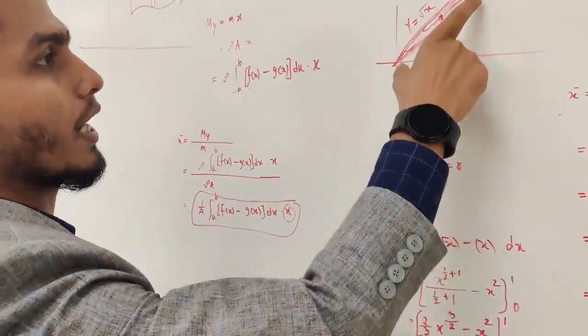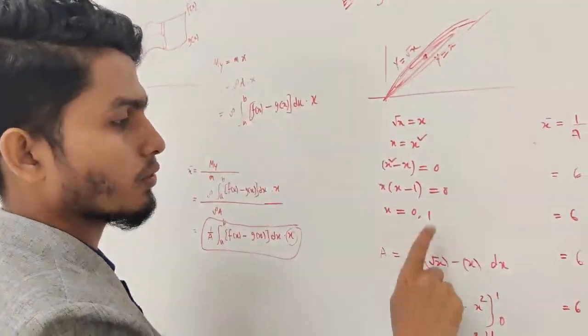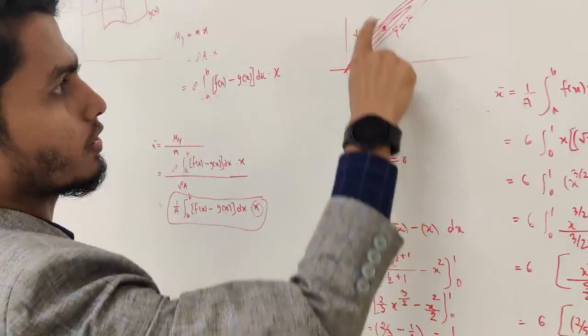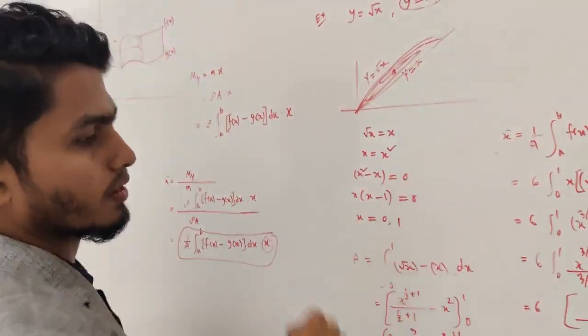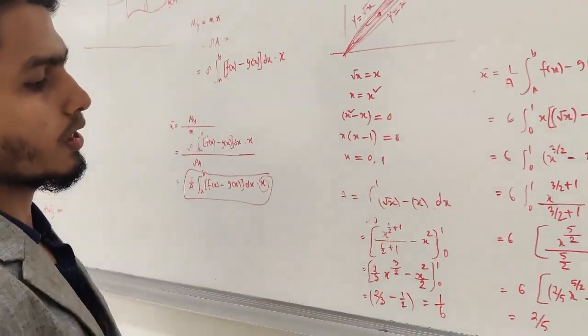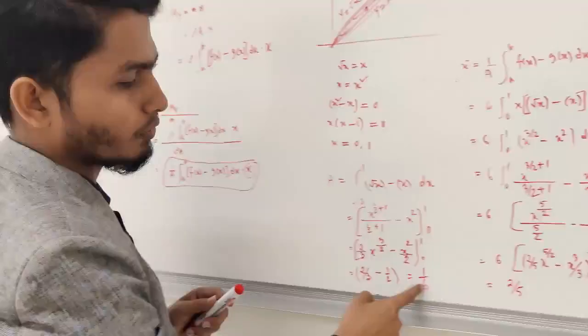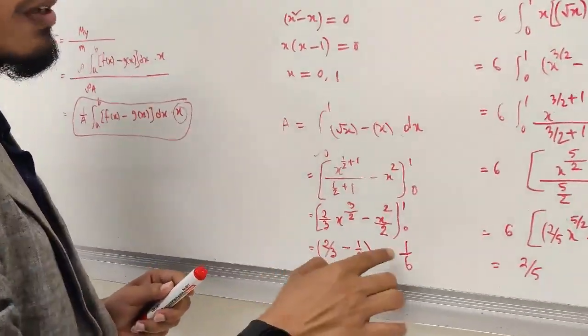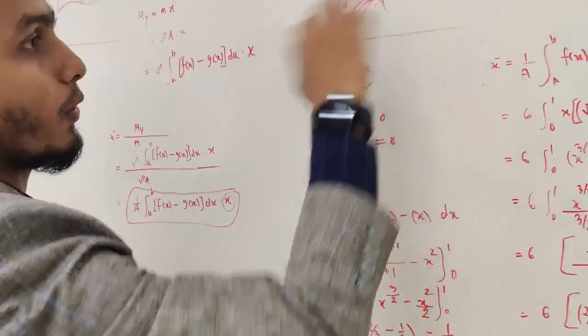So if you want to find out the area, you will have to start from 0 and 1. This one is negative this one, since this one is the upper side and this one is the lower side. So in that case, you will find the total integration, and also the area, which is 1 over 6. So this one is the area of this region.